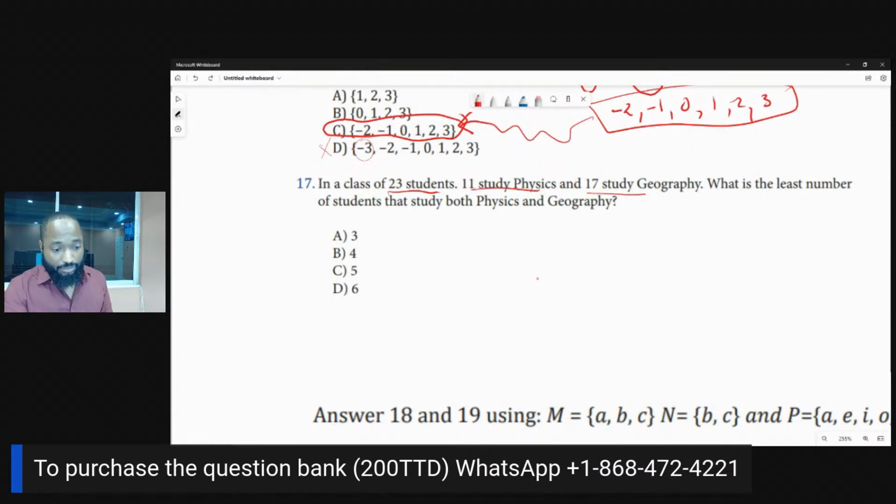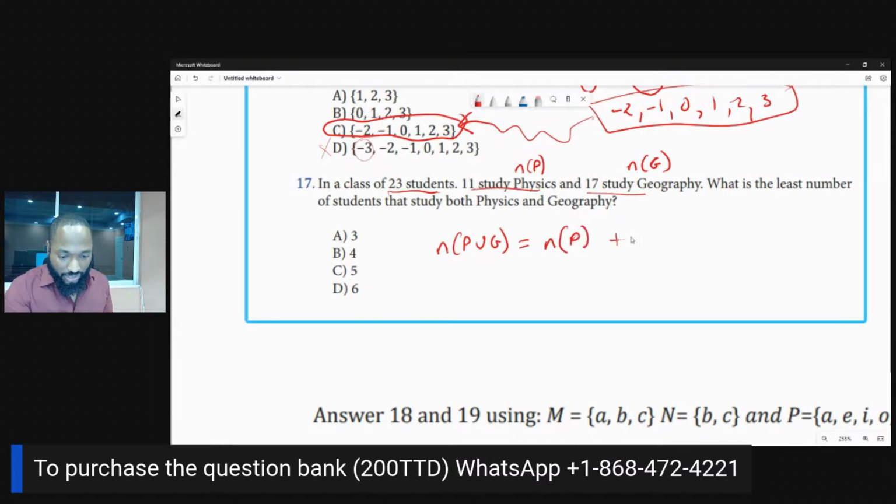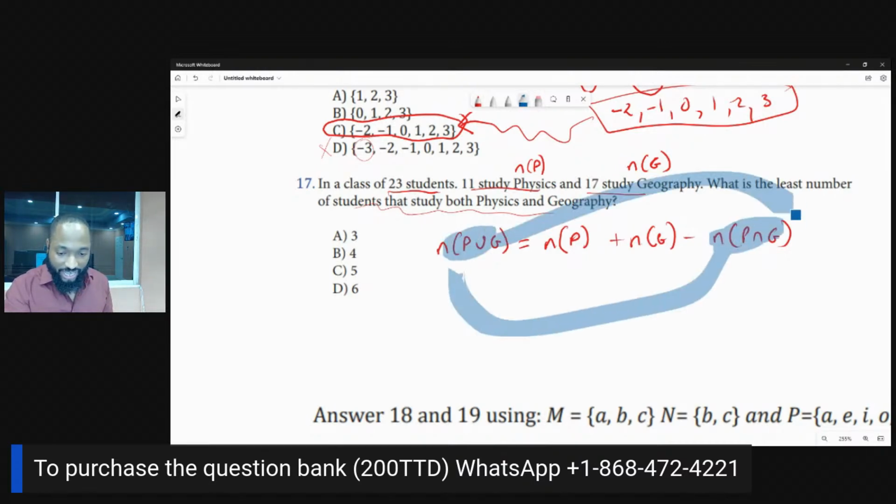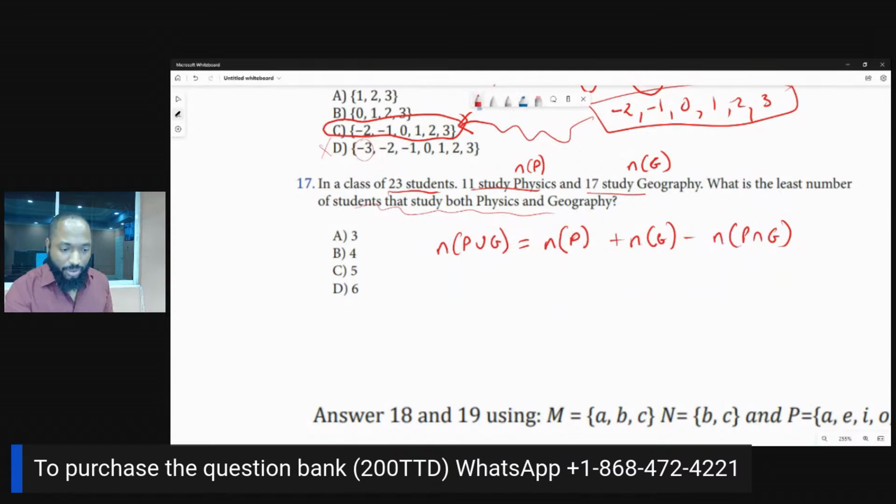But remember the formula. Let's call this n(P), the number of students doing physics, and this the number of students doing geography. So what is n(P or G)? 23, right? Then I do the number of students doing physics plus the number in geography minus the number in physics and geography. The least number of students that study both is what we're trying to figure out here. Now this formula could be written interchangeably. I could put this here and this there. That's algebra. But let me do it this way.